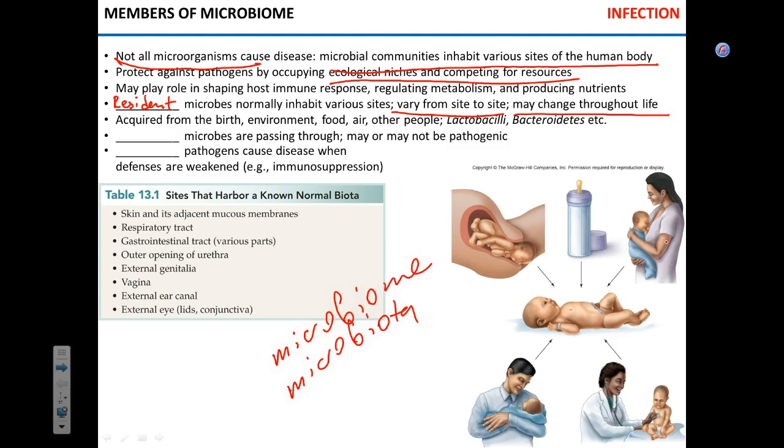Now, speaking of the birth, if a baby is born via the regular birth route, passes the birth canal, the baby acquires microbes from the mother. The first microbes are going to be lactobacilli. What if the baby is born by C-section? What's going to be the first source of microbes?